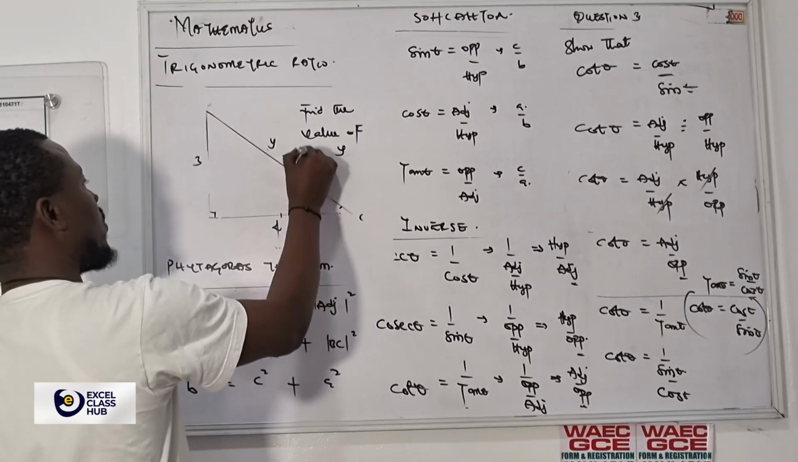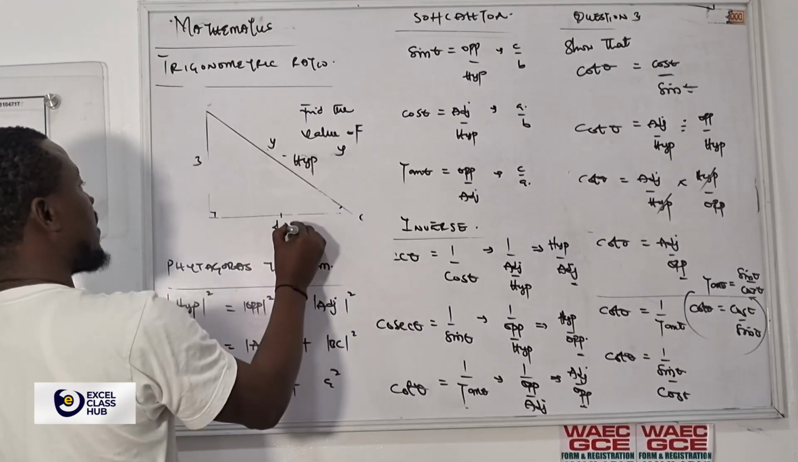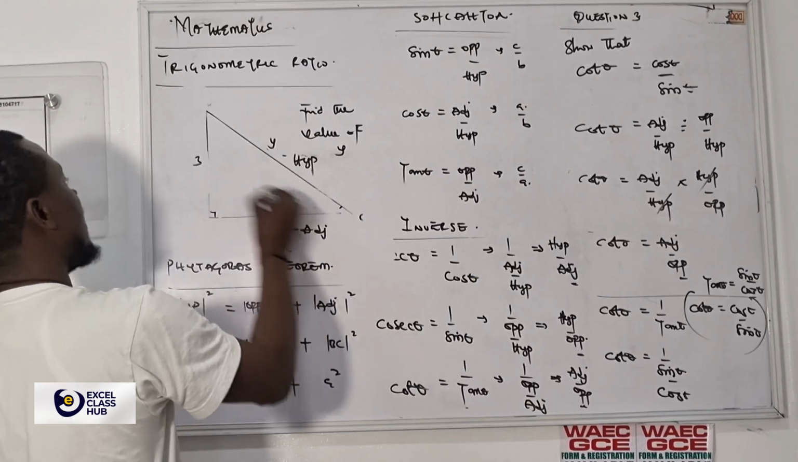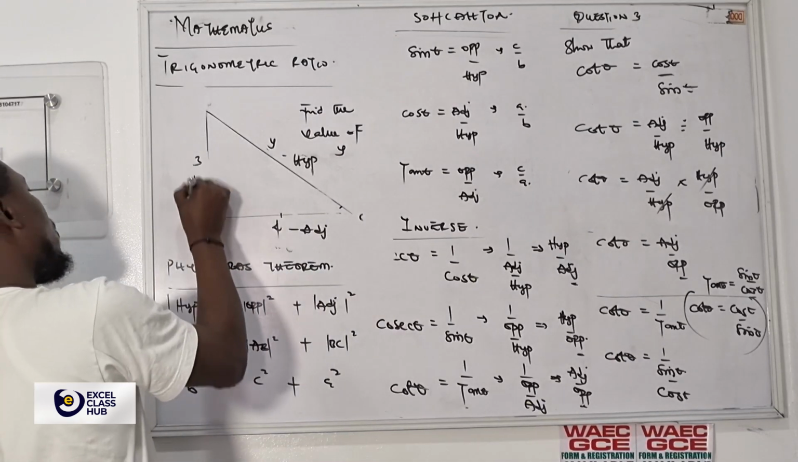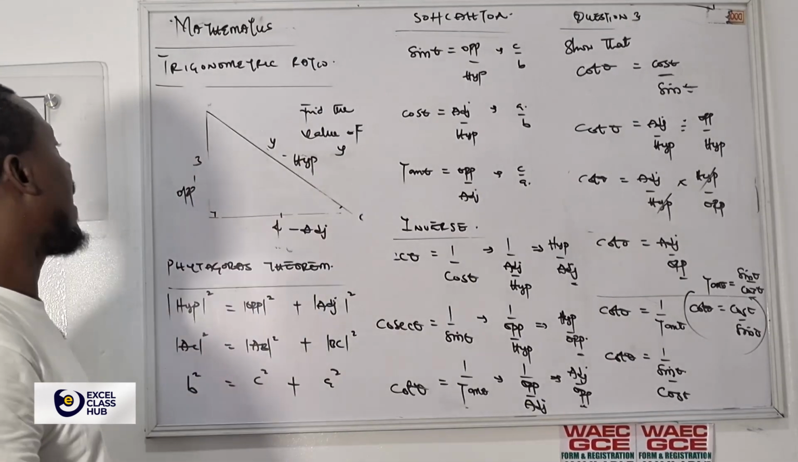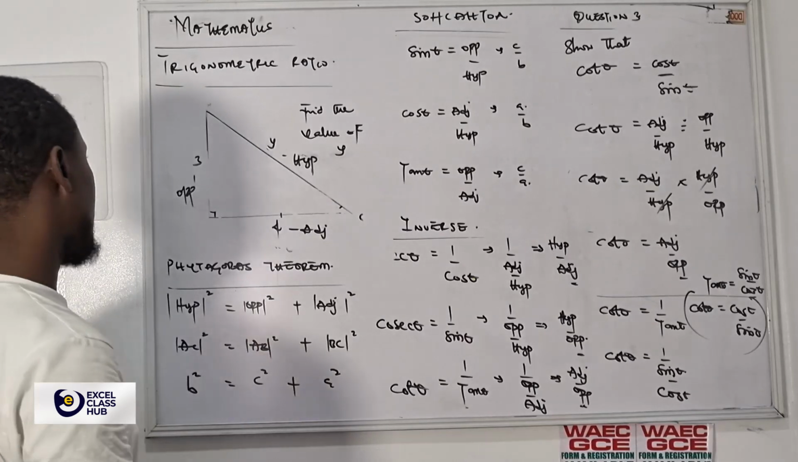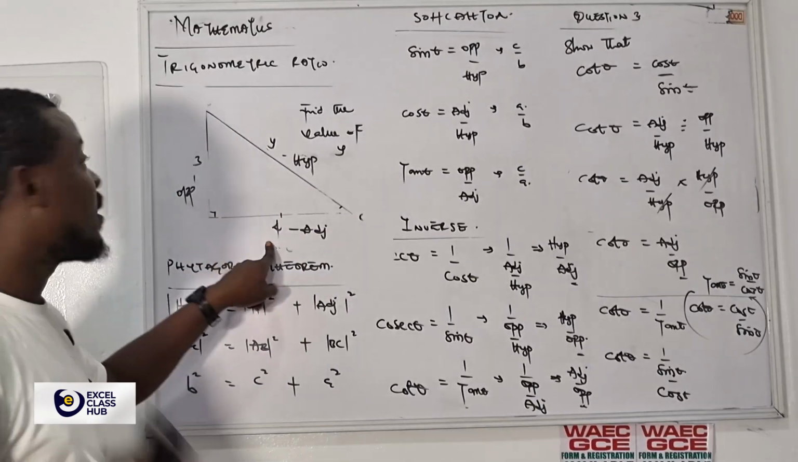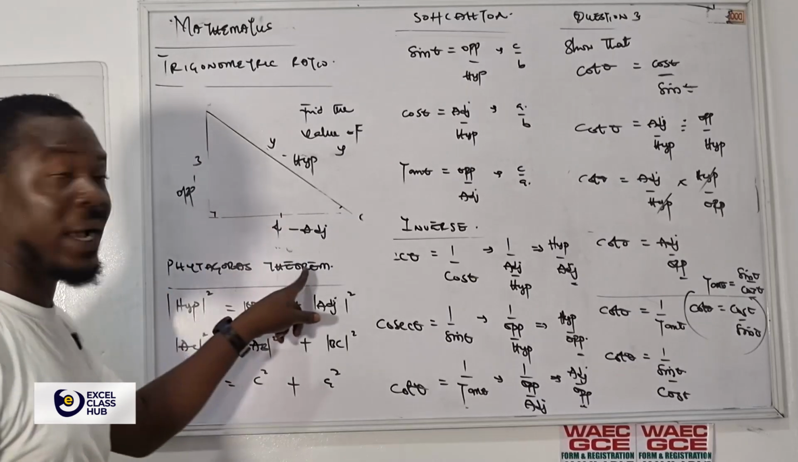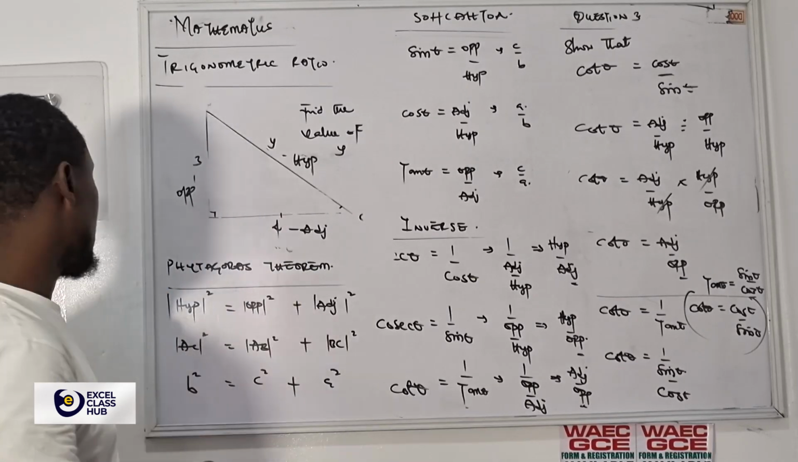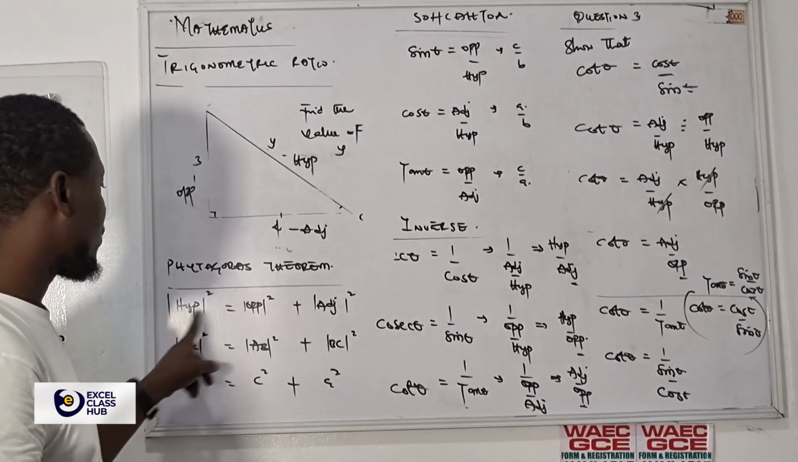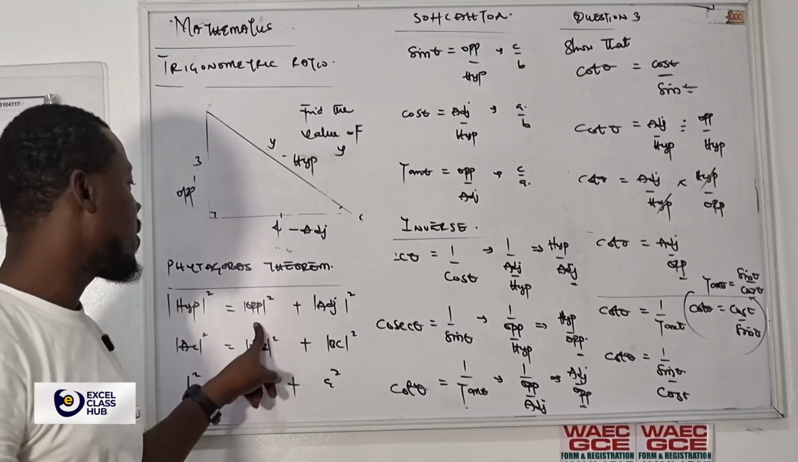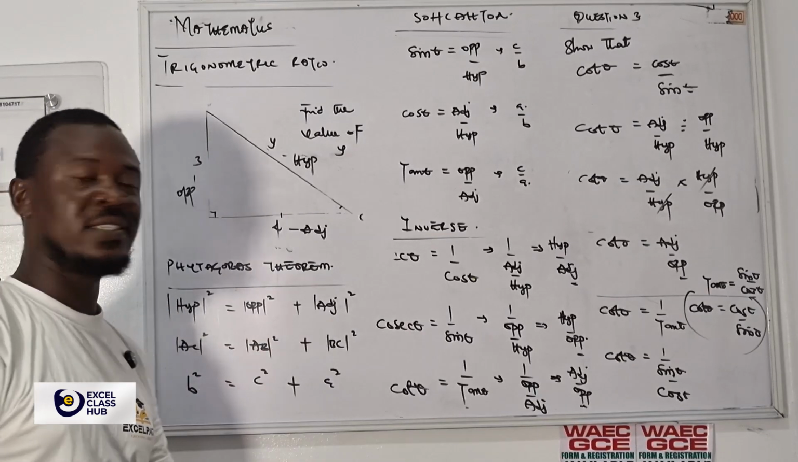Find the value of y. This one is your hypotenuse. So this one is your adjacent, and this one here is your opposite. That means I'm looking for the hypotenuse. So if I'm looking for the hypotenuse, when you're given opposite and adjacent, that means you go back and use your Pythagoras theorem, which says hypotenuse square equals opposite square plus adjacent square.